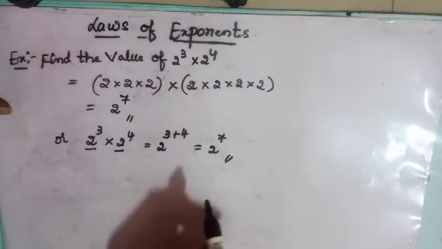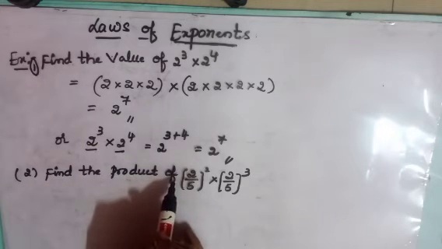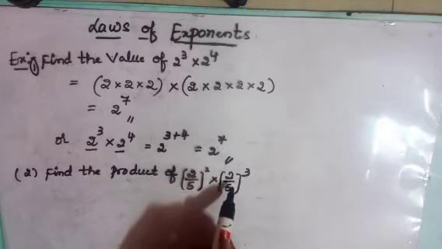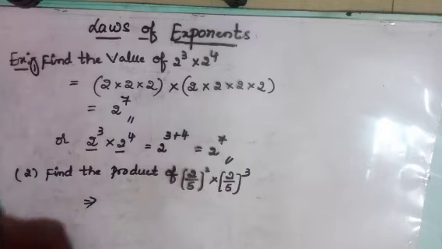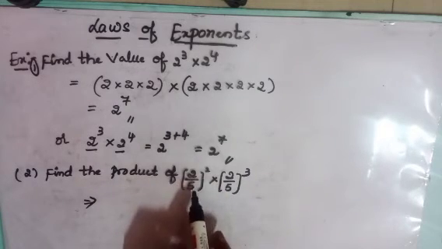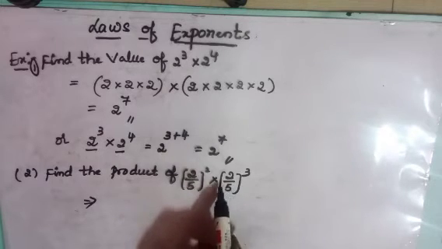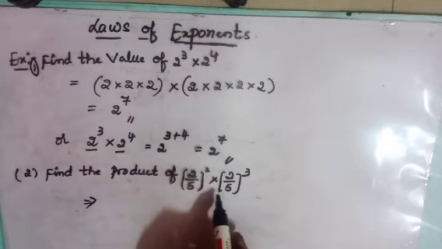Next, let us solve one more example. Find the product of 2 by 5 whole to the power of 2 into 2 by 5 whole to the power of 3. In this example also we can observe that the bases are same. That is 2 by 5 is the base and 2 is the power. Here also 2 by 5 is the base and 3 is the power.